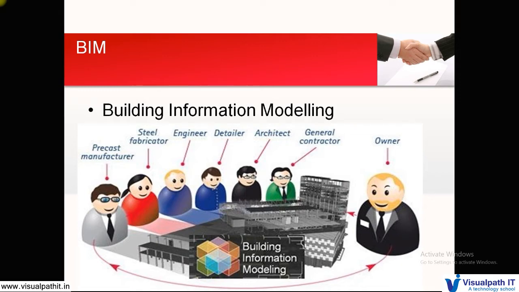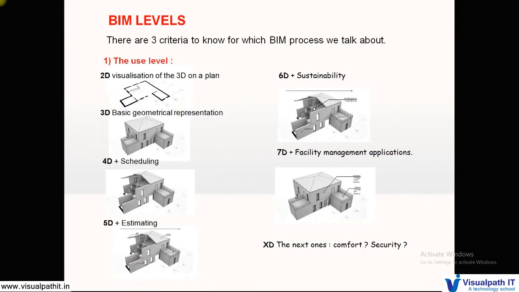So BIM coordination requires the coordination of the architect, detailer, engineer, fabricator and the owner. So that is how this BIM will help you. Okay, now all this coordination is done by people, but with the help of Revit. Now there are BIM levels. Up to 7D has come, but currently what we are using is up to 5D.